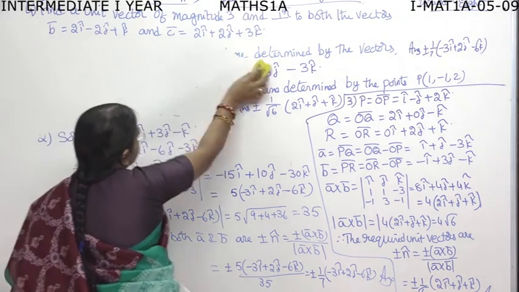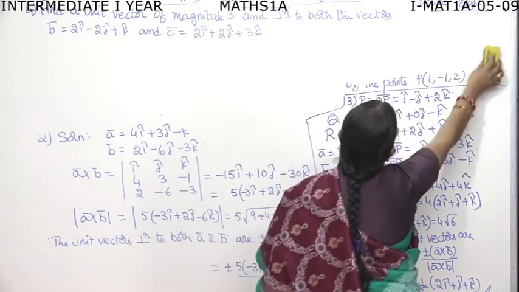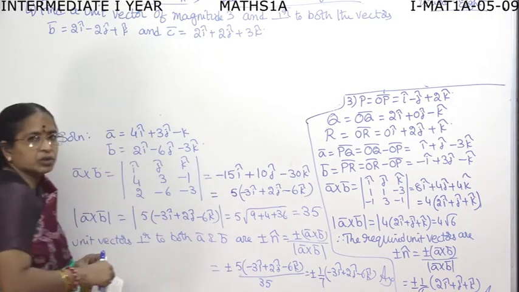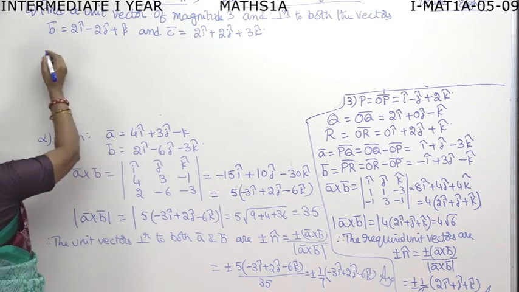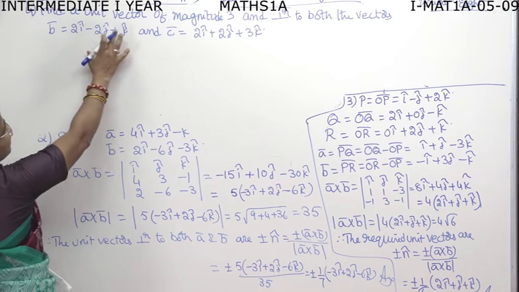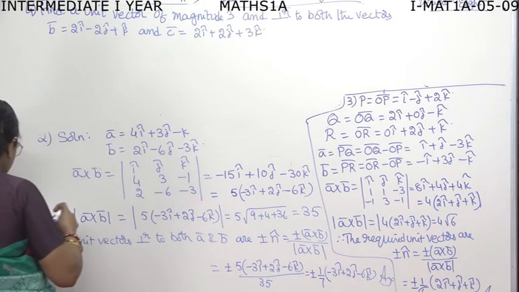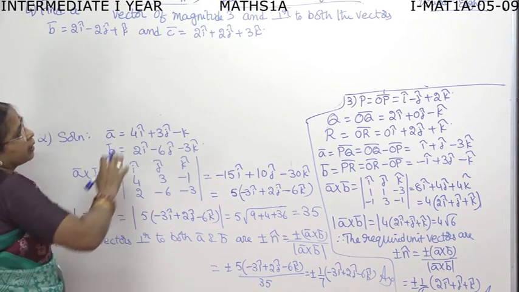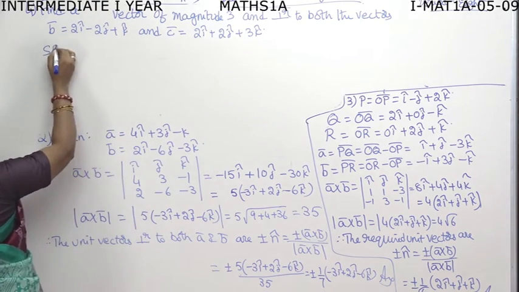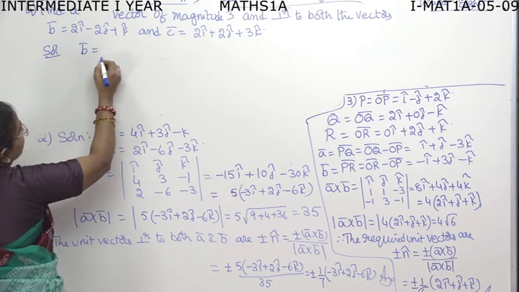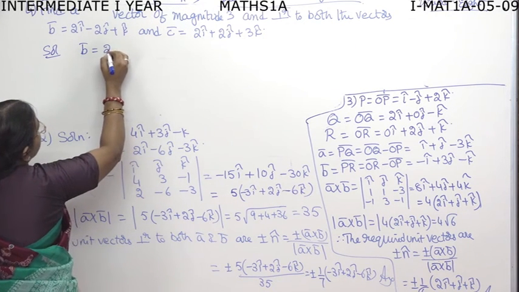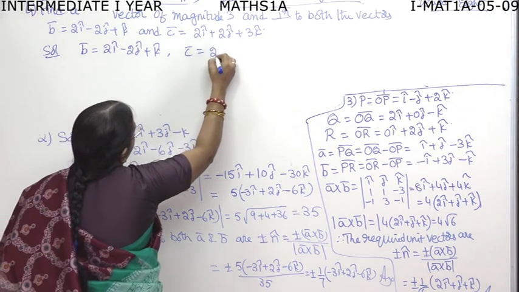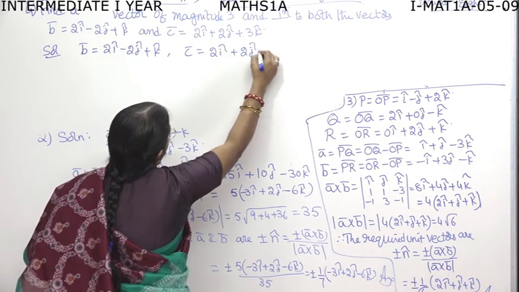So here again the steps are, these are the 3 problems which are similar, which are identical. Here you are given 2 vectors, here you are given points, so you converted them into 2 vectors, and here you must find the vector of magnitude 3, not the unit vector, perpendicular to both the vectors. So you will first find, you are given the vector b, and then you are also given the vector c. b is 2i minus 2j plus k, and c is 2i plus 2j minus 3k.